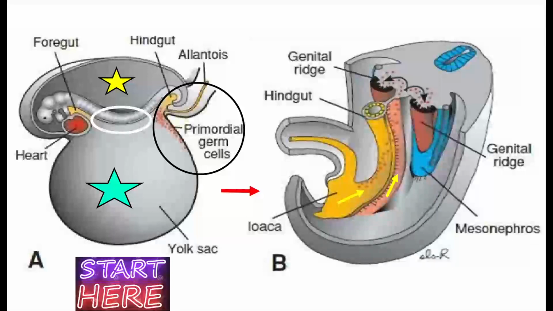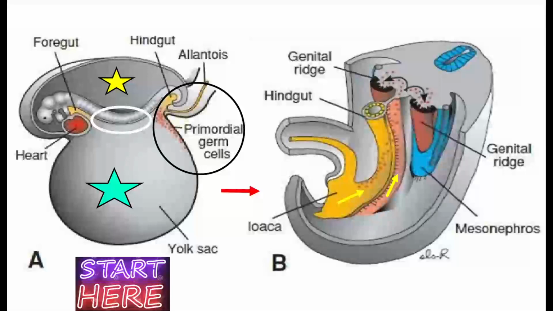We know what the genital ridge is, and we know its details, and we know the beginning structure of this genital ridge. And these cells, the primordial germ cells, will move towards the genital ridge.